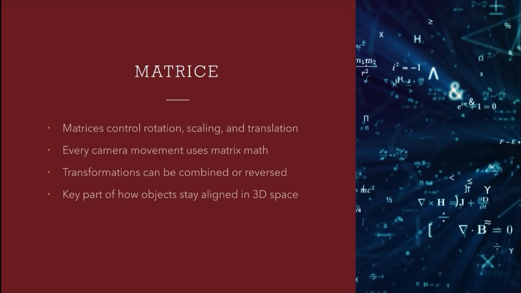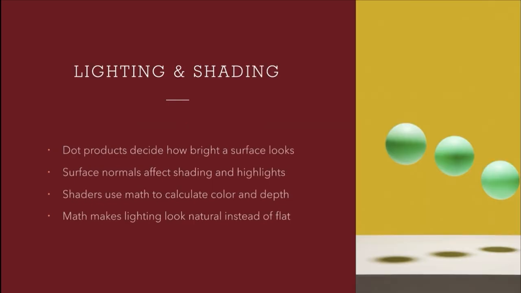Another thing was lighting and shading. Dot products help decide how bright a surface looks, and surface normals affect shading and light highlights. Shaders use math to calculate depth, color, and lighting. This is what makes an object look realistic instead of flat. Before the project, I didn't realize how much math goes into something as simple as lighting. As you see, the hovering balls have a shadow beneath them.